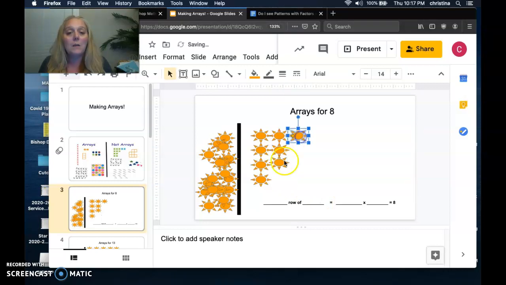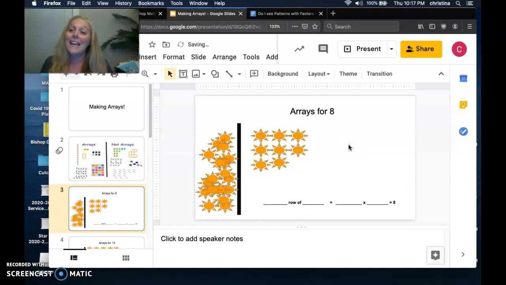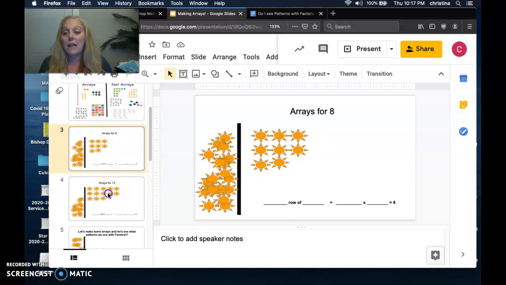What we can't do with the number 8 is put it in rows of 3, because 8 is not divisible by 3. So you can really play around with these counters or suns that we would normally have and help figure out what the arrays are. So that's one example we did in class.